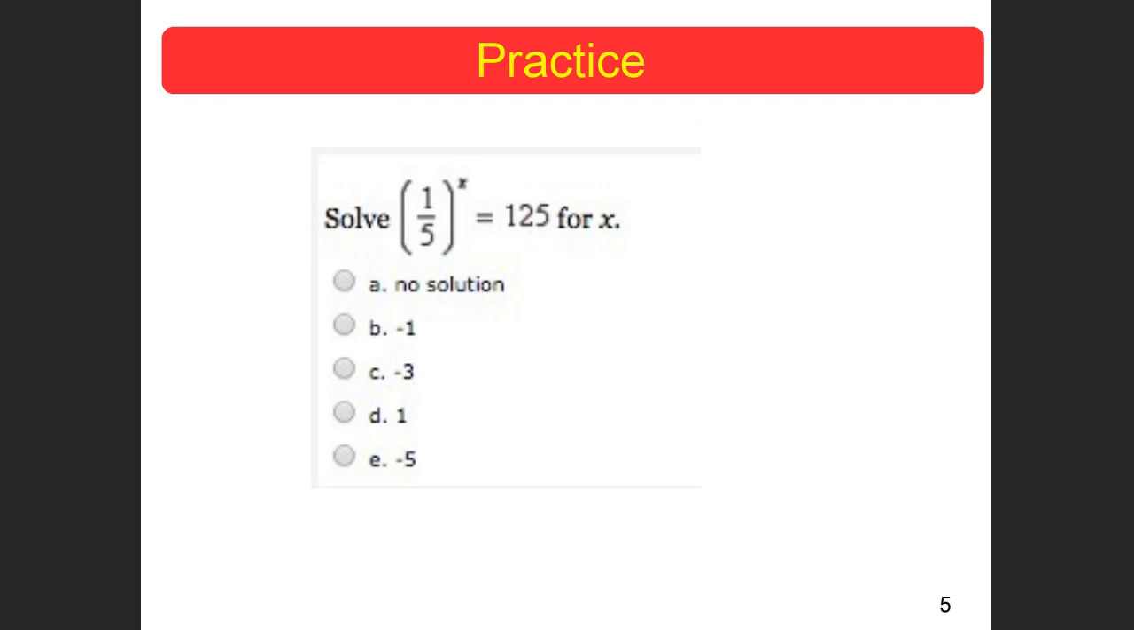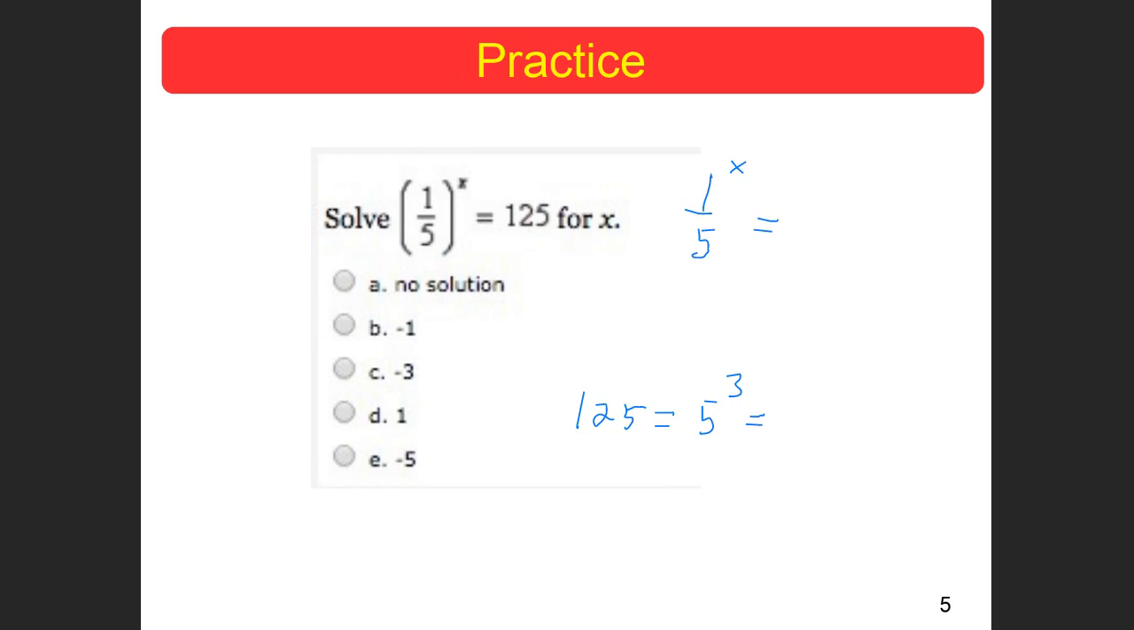So if I gave you a problem like this, if I said 1/5 to the x is equal to 125, solve for x, you can use the one-to-one property. Now, some kids would have a difficult time trying to get the bases to be the same. Well, I would just bring 125 over here and say, okay, 125 is the same thing as 5 to the third, isn't it?